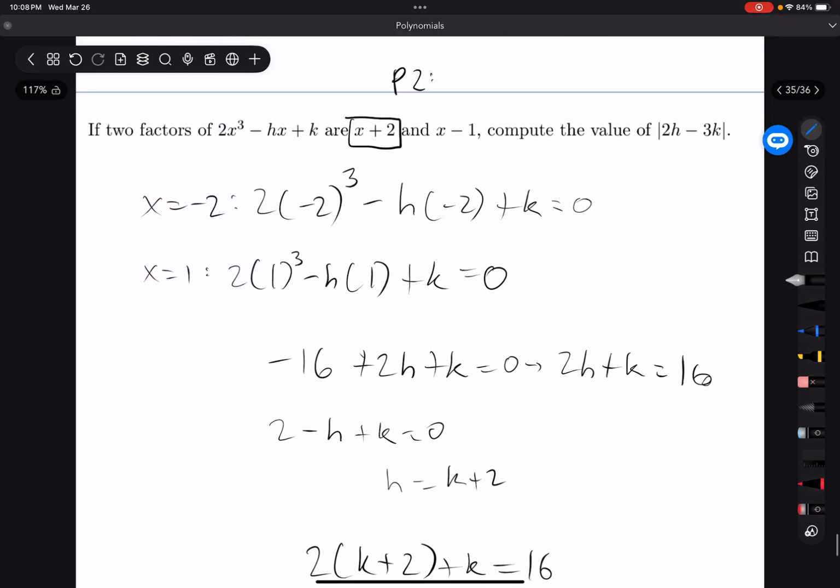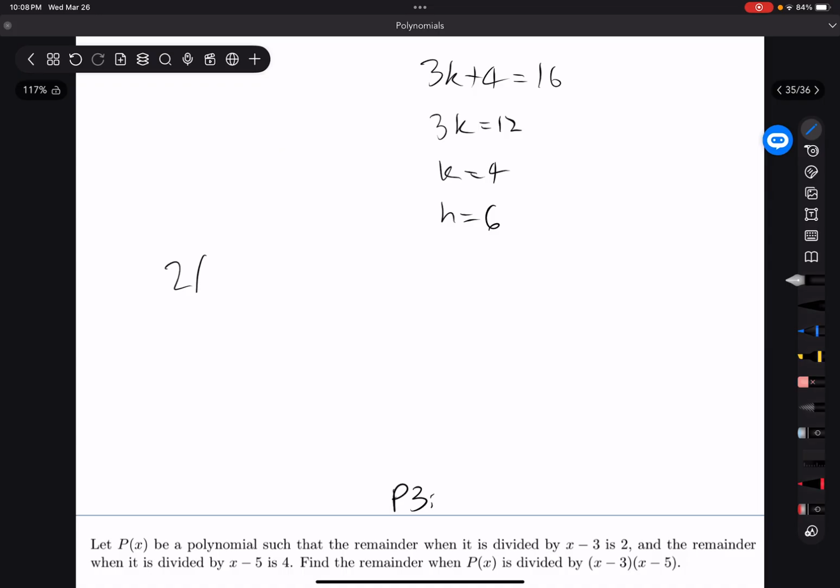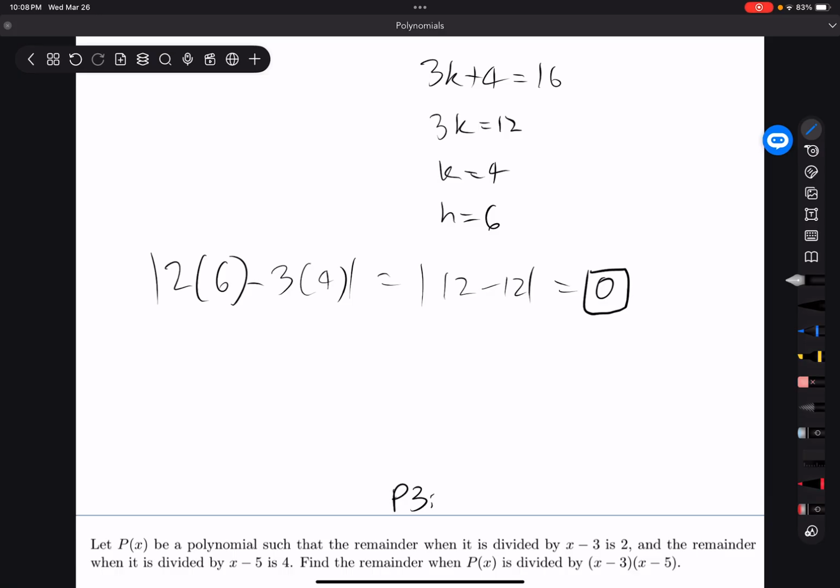So you need to find the absolute value of 2h minus 3k. That is equal to the absolute value of 2 times 6 minus 3 times 4, which is equal to the absolute value of 12 minus 12, which is equal to 0, which is our final answer.